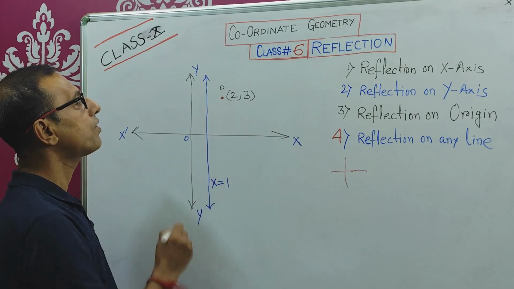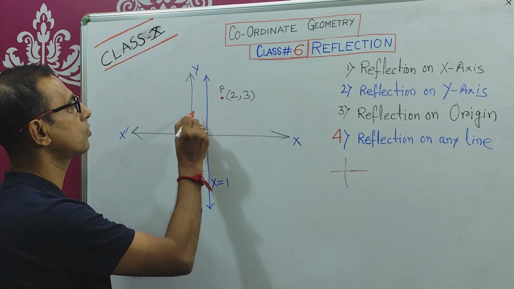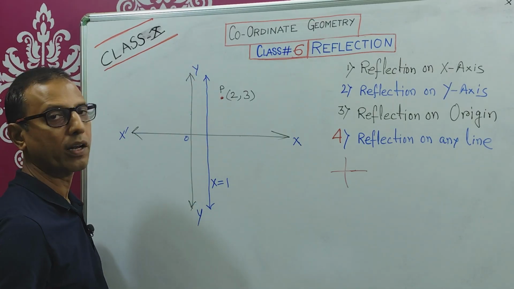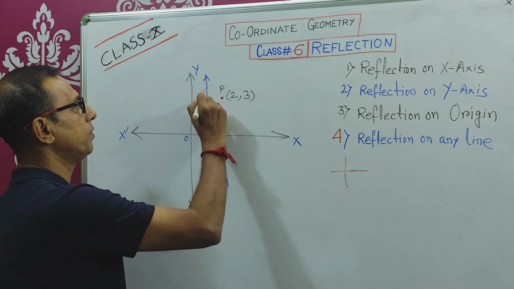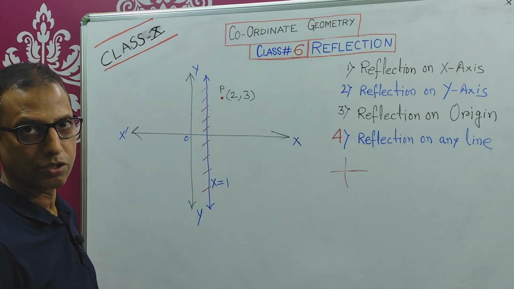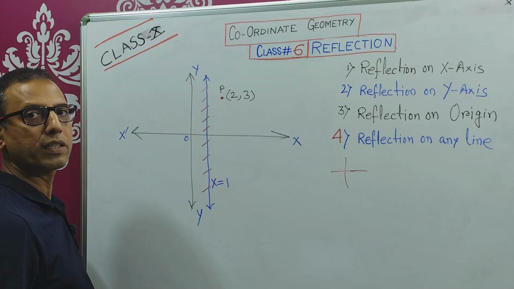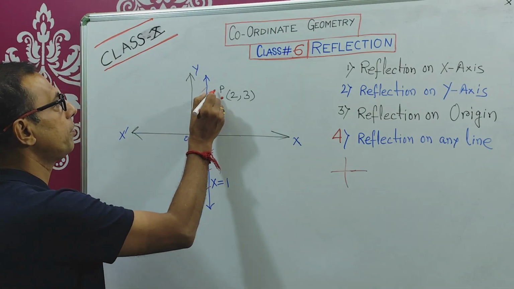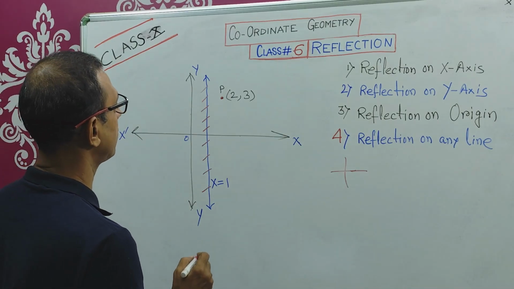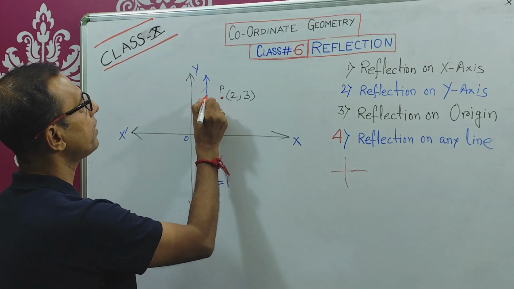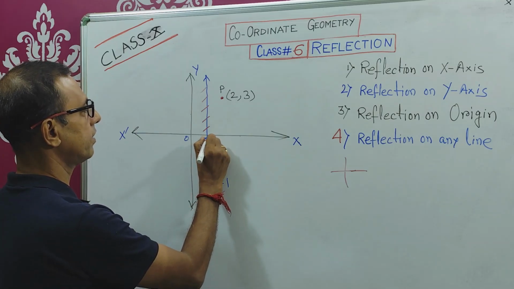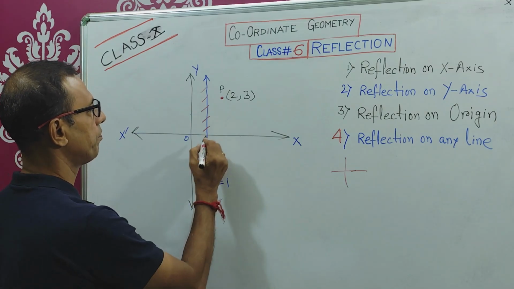Now the reflection is not happening on the x-axis, y-axis or origin. It is happening on the line x equals 1. So this is your mirror line, neither the x-axis nor the y-axis. What will be the image? Since x equals 1 is parallel to the y-axis, the image will be on this side. What will be the coordinates of the image? That is what you need to find out. If the image is here, let's say the intersection point is M.